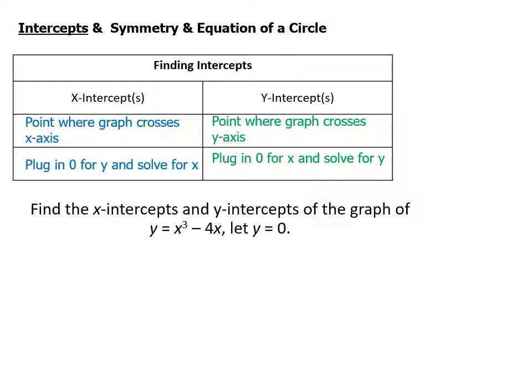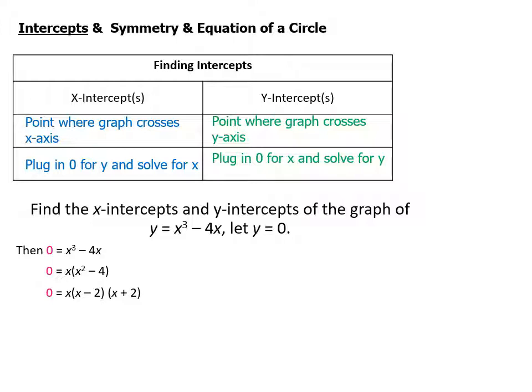Our example here: find the x-intercepts and y-intercepts of the graph of y equals x to the third minus 4x. Start with, let y equal 0. So plug that in, and we get x cubed minus 4x on the right-hand side. Well, we can factor out an x. That leaves x times x squared minus 4. X squared minus 4 factors into x minus 2 times x plus 2.